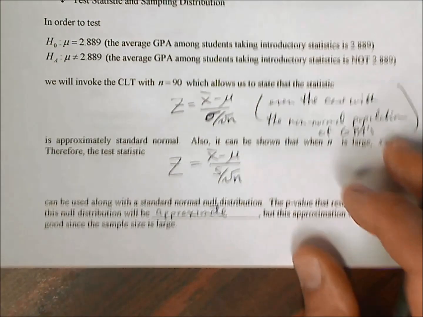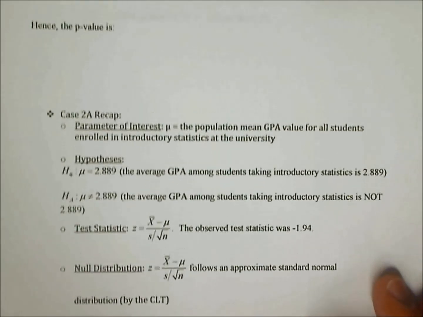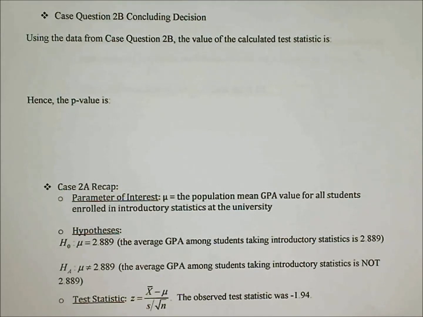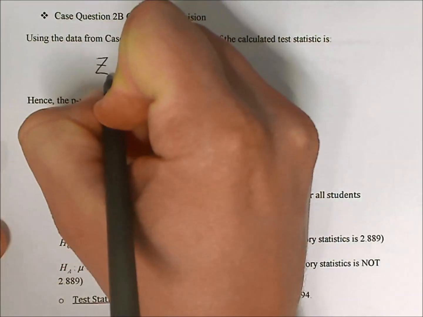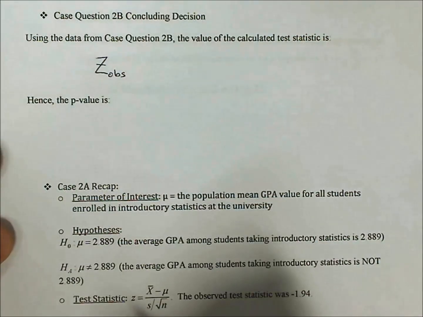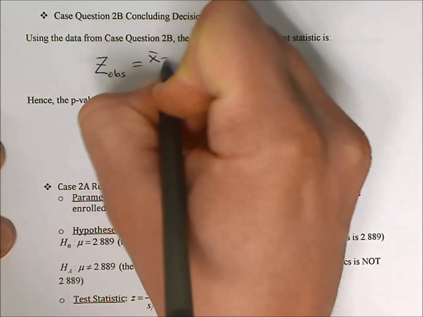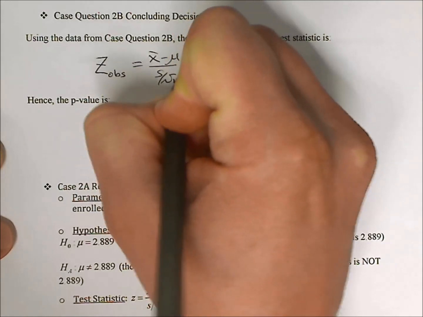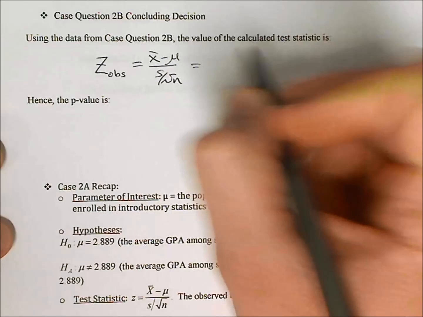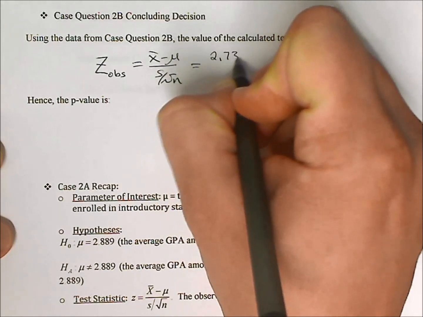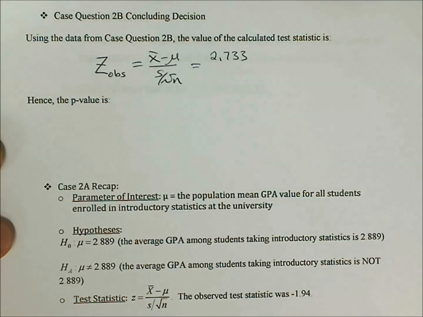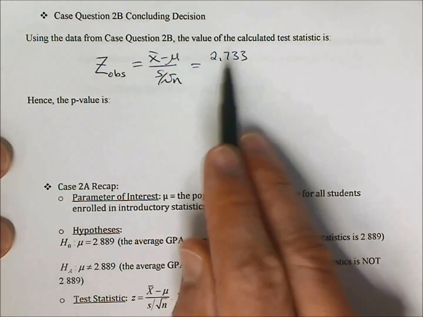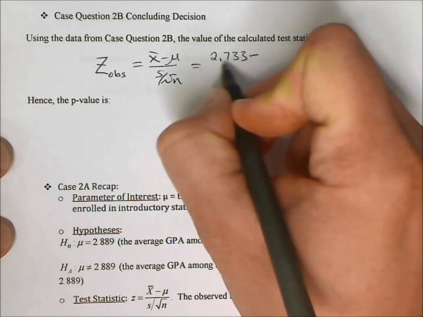Now, moving on here to the next page, the concluding decision, we have our test statistic in mind, and we just need to compute that thing. Okay, so our observed test statistic, I'm going to put Z with a subscript of OBS to tell us it's an observed test statistic, is going to be X bar minus mu over S over root N. Okay, X bar, you recall, is 2.733. That was the average GPA from the 90 GPAs in our sample, minus mu.